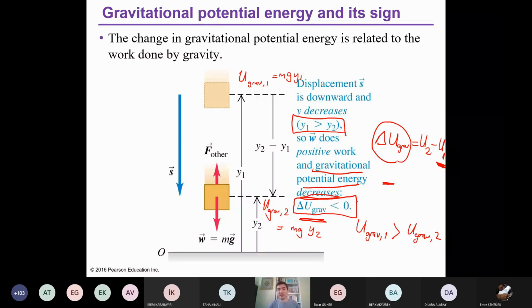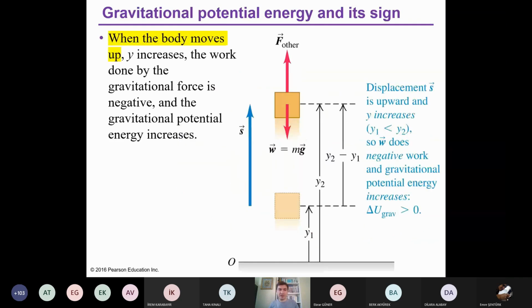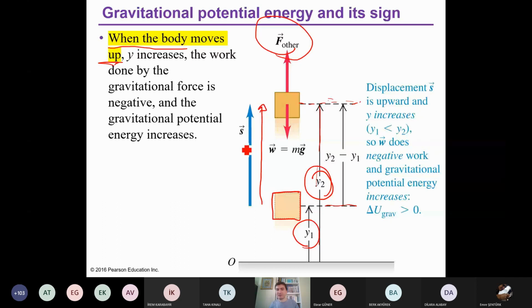Now let me discuss the second condition, when the body moves up. Here we have a box, and this is the initial condition of the box. This is the height of the box, given with y1, and we apply F other, moving this box from this position to this position. So now we have y2, the height of the second position for the box. We have displacement like this. And what about the weight? Weight is in the opposite direction.